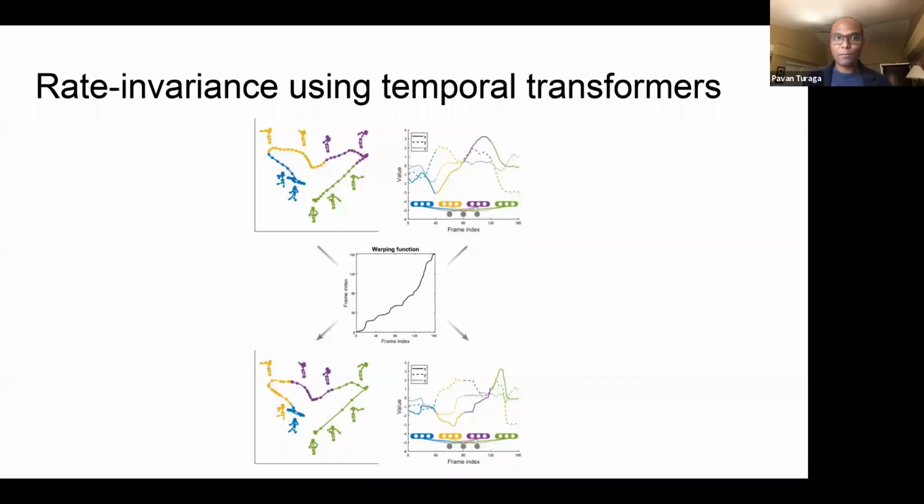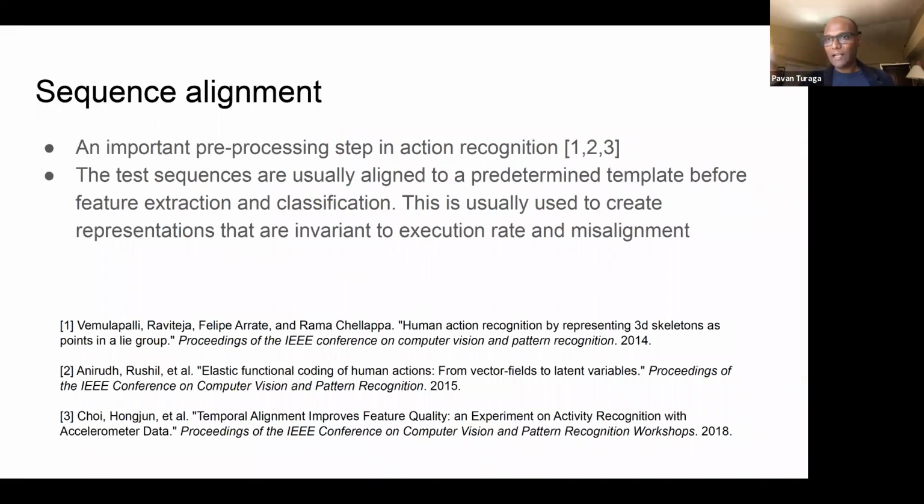Now, this problem of temporal alignment by itself, given a very specific feature: I give you a time series in some feature space, how do you align two sequences such that the peaks and the valleys align? That's the core problem.